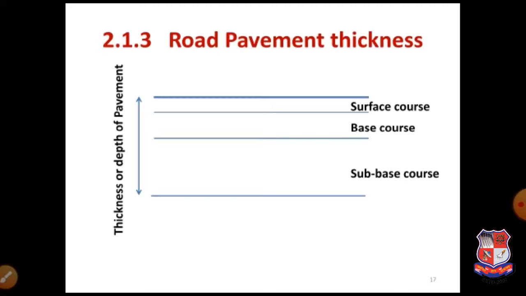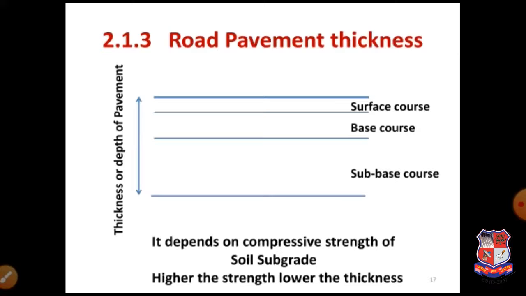Road pavement thickness. Road pavement thickness is considered without the soil subgrade. It depends on the compressive strength of the soil subgrade. That means road pavement thickness depends on the compressive strength of the soil subgrade. The higher the strength, the lower the thickness of pavement.